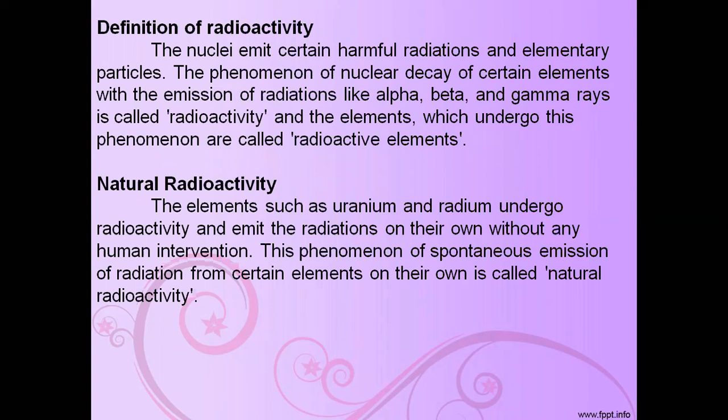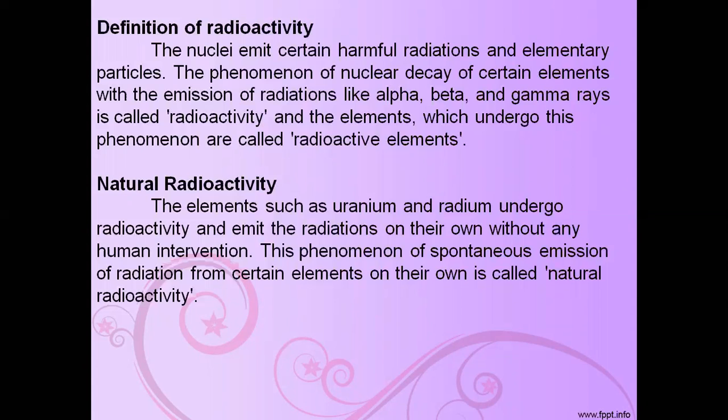Already we know that radioactivity is divided into two types: natural radioactivity and artificial radioactivity. So the first one is natural radioactivity. What is the definition of natural radioactivity? The elements such as uranium and radium undergo radioactivity and emit the radiation on their own without any human intervention. This phenomenon of spontaneous emission of radiation from certain elements on their own is called natural radioactivity.